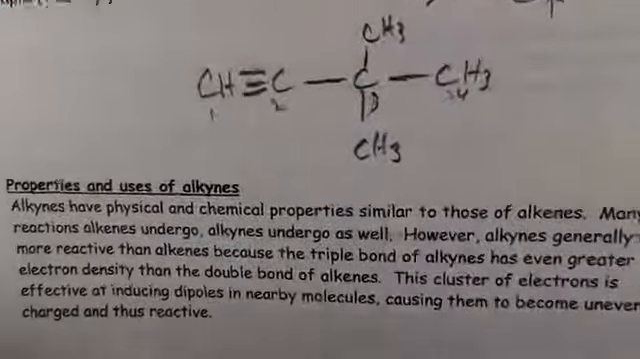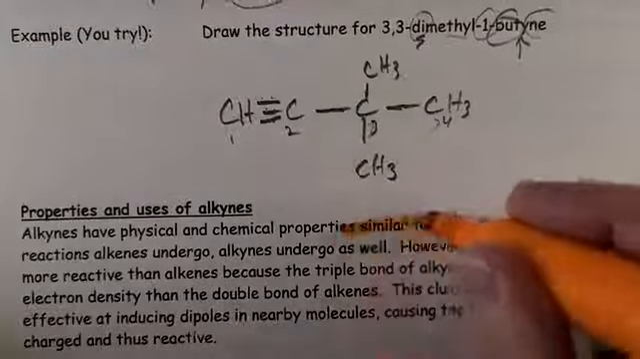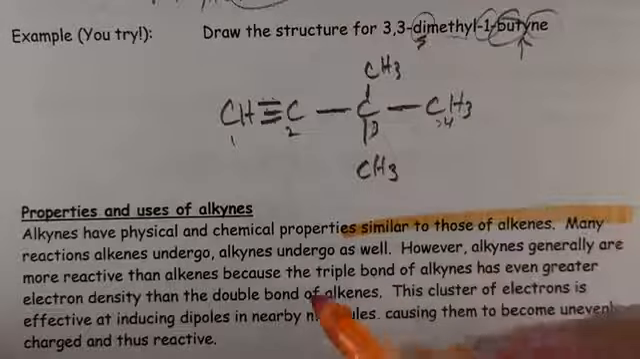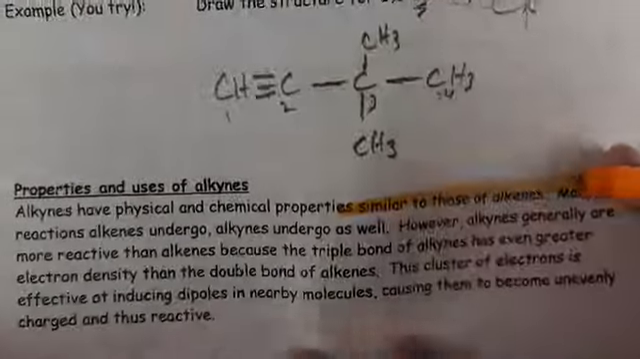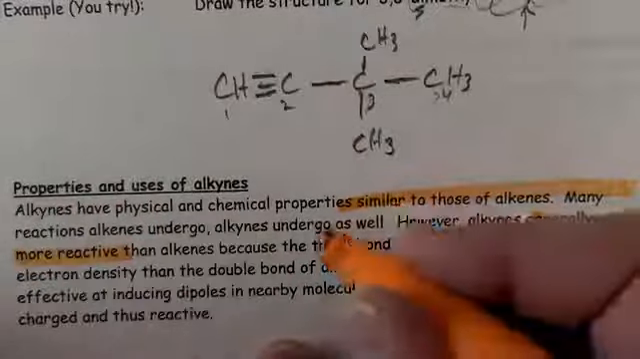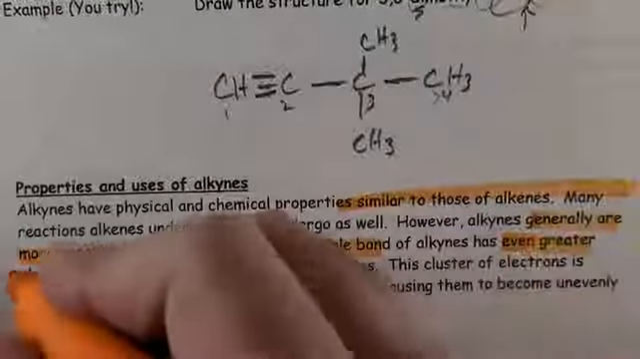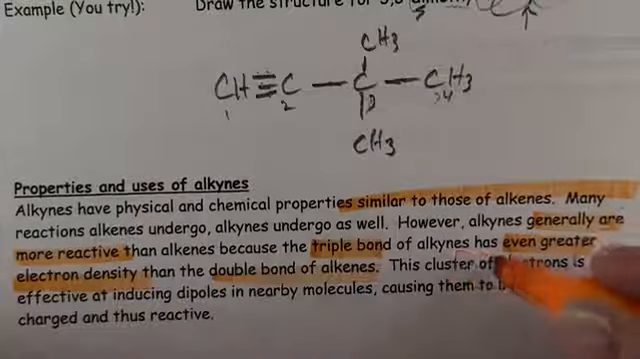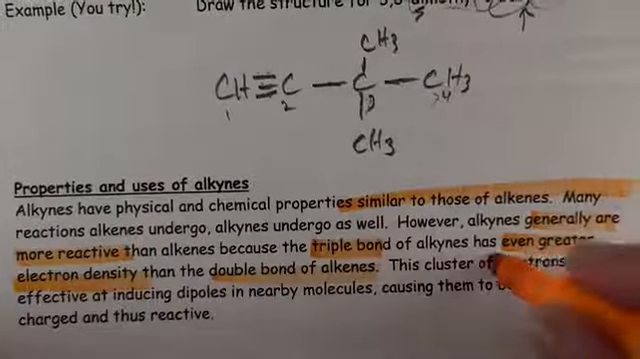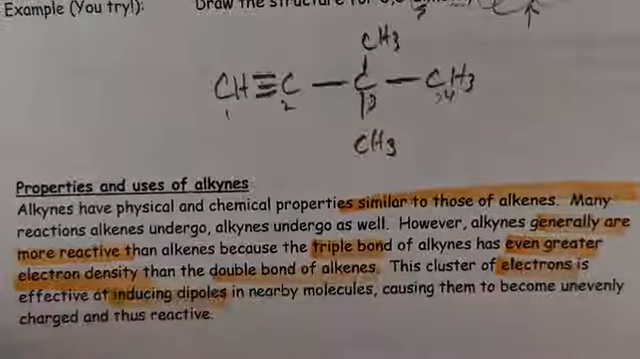All right, so properties of alkynes. They have physical and chemical properties similar to those of alkenes. Many reactions that alkenes undergo, alkynes undergo. However, alkynes are more reactive, just like I mentioned earlier. The triple bond even indicates more electron density than that of the double bonds, so those 6 electrons, that cluster of electrons, is effective at inducing dipoles.